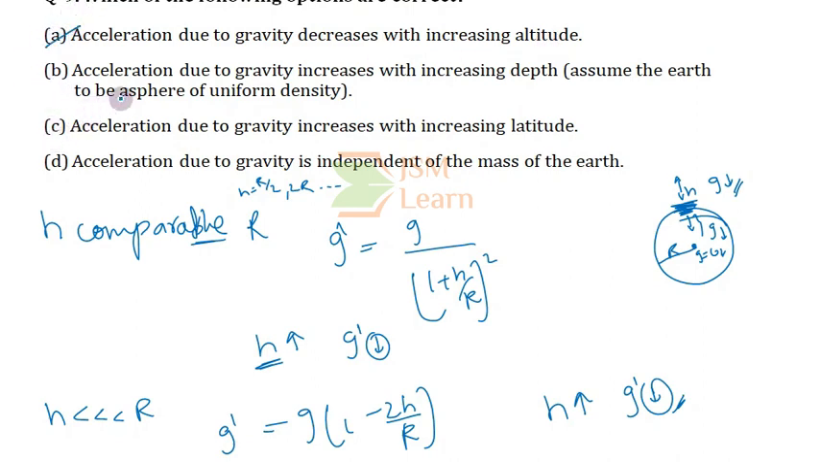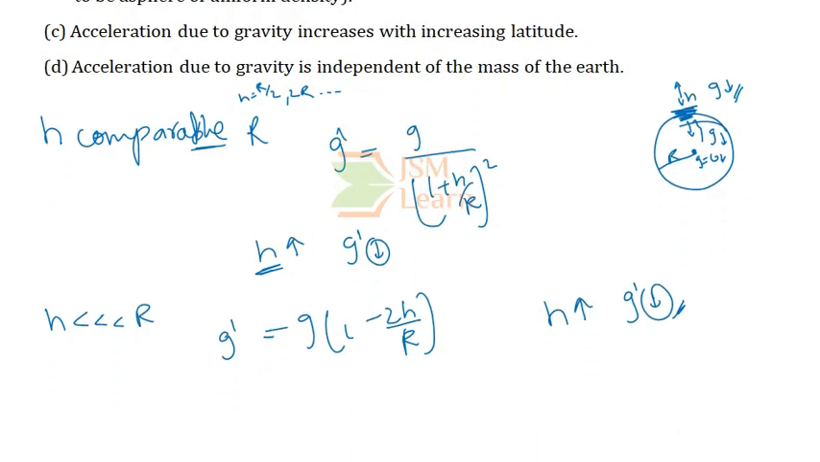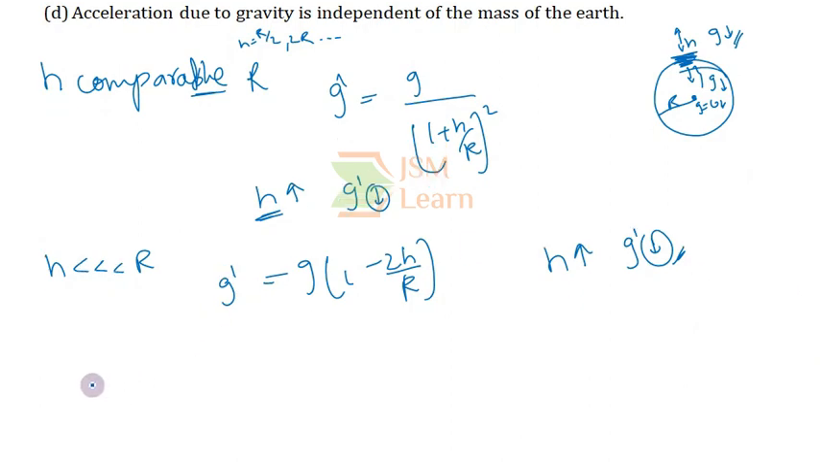Moving to option B. Option B says that acceleration due to gravity increases with increasing depth. Let us try to understand that. We know the variation of g with respect to depth: g at depth is given by g of (1 minus d by R). Here d represents the depth measured from the surface of the earth.